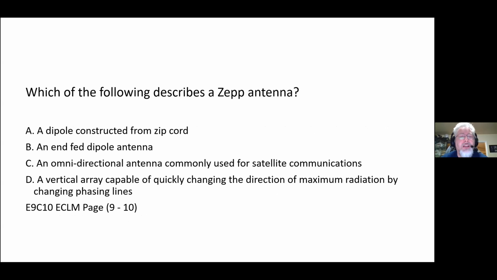Which of the following describes a ZEPP antenna? A, a dipole constructed from zip cord. B, an end-fed dipole antenna. C, an omnidirectional antenna commonly used for satellite communications. Or D, a vertical array capable of quickly changing the direction of maximum radiation by changing phase lines. Bravo. Bravo is correct. An end-fed dipole antenna.